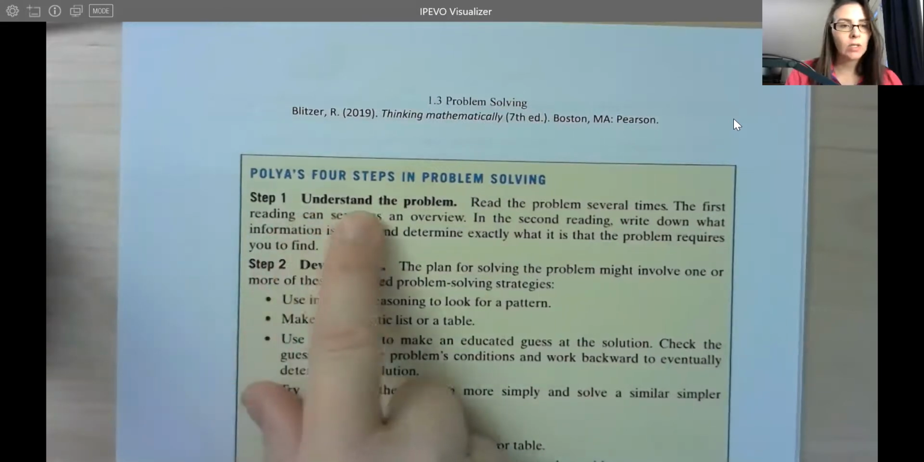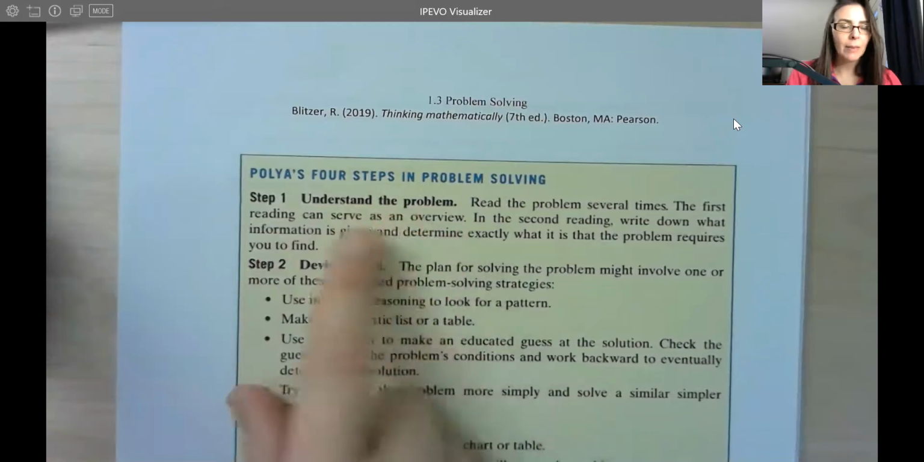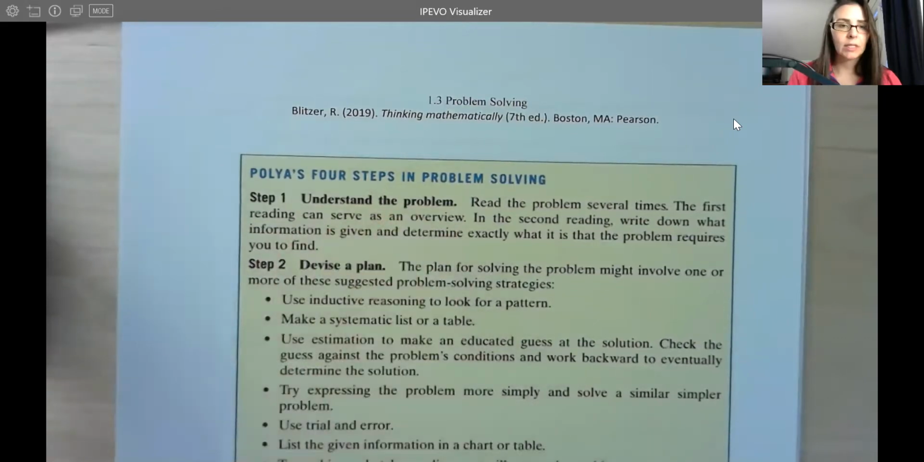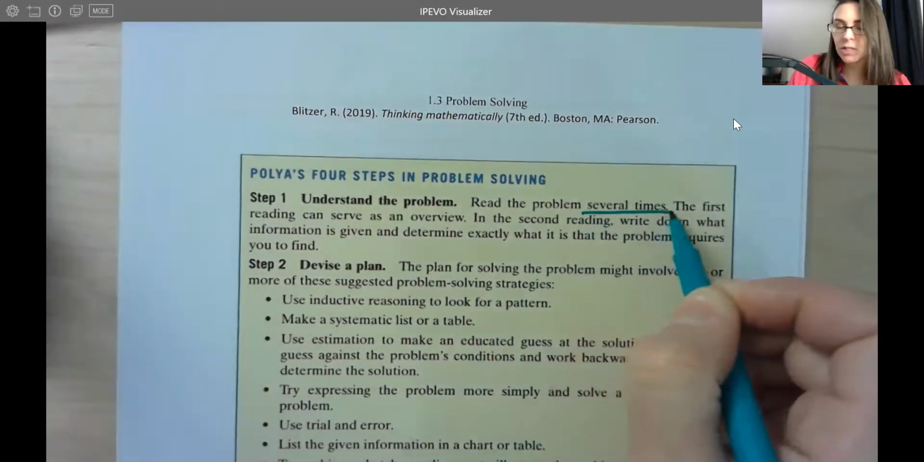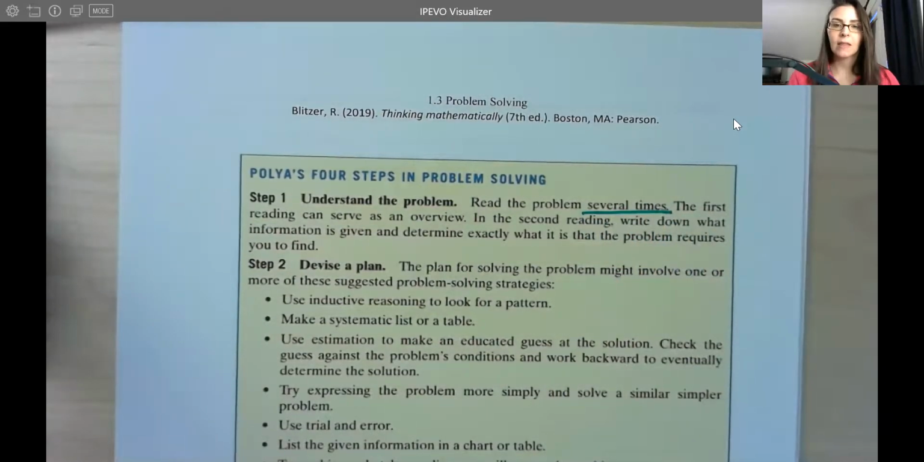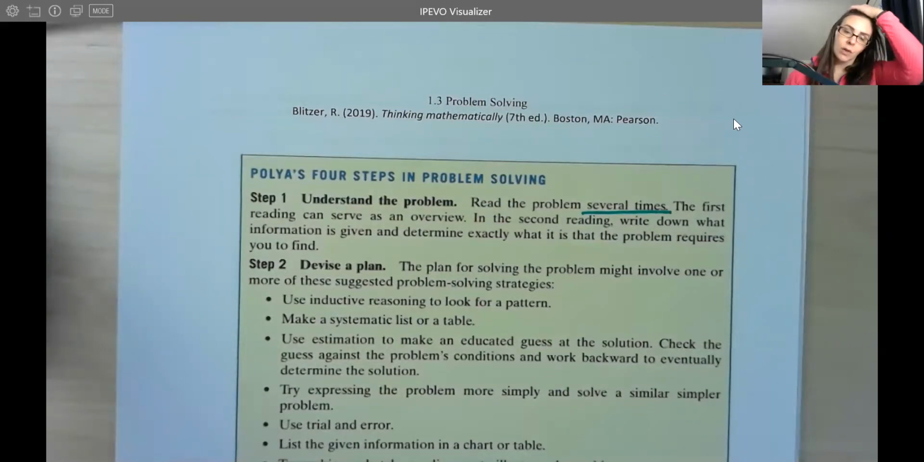So the first thing you want to do is always understand the problem. Maybe this seems silly, but it's actually a really important step. You want to read the problem several times. A lot of times students will just skim through 1 or 2 times and think that's sufficient, but you really need to read it 5 or 6 times to understand the problem if it's more complicated. The first reading can just be a quick overview to see what to expect.